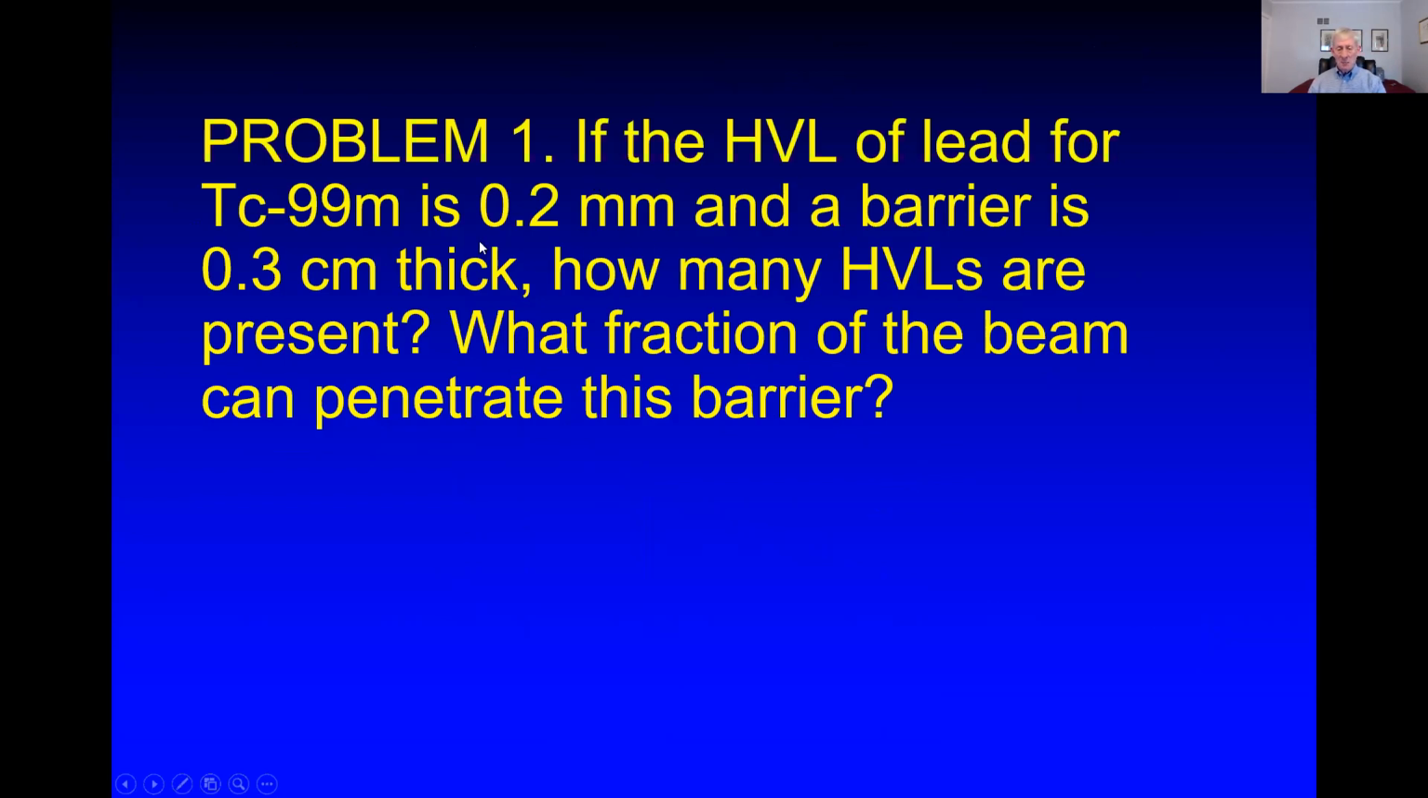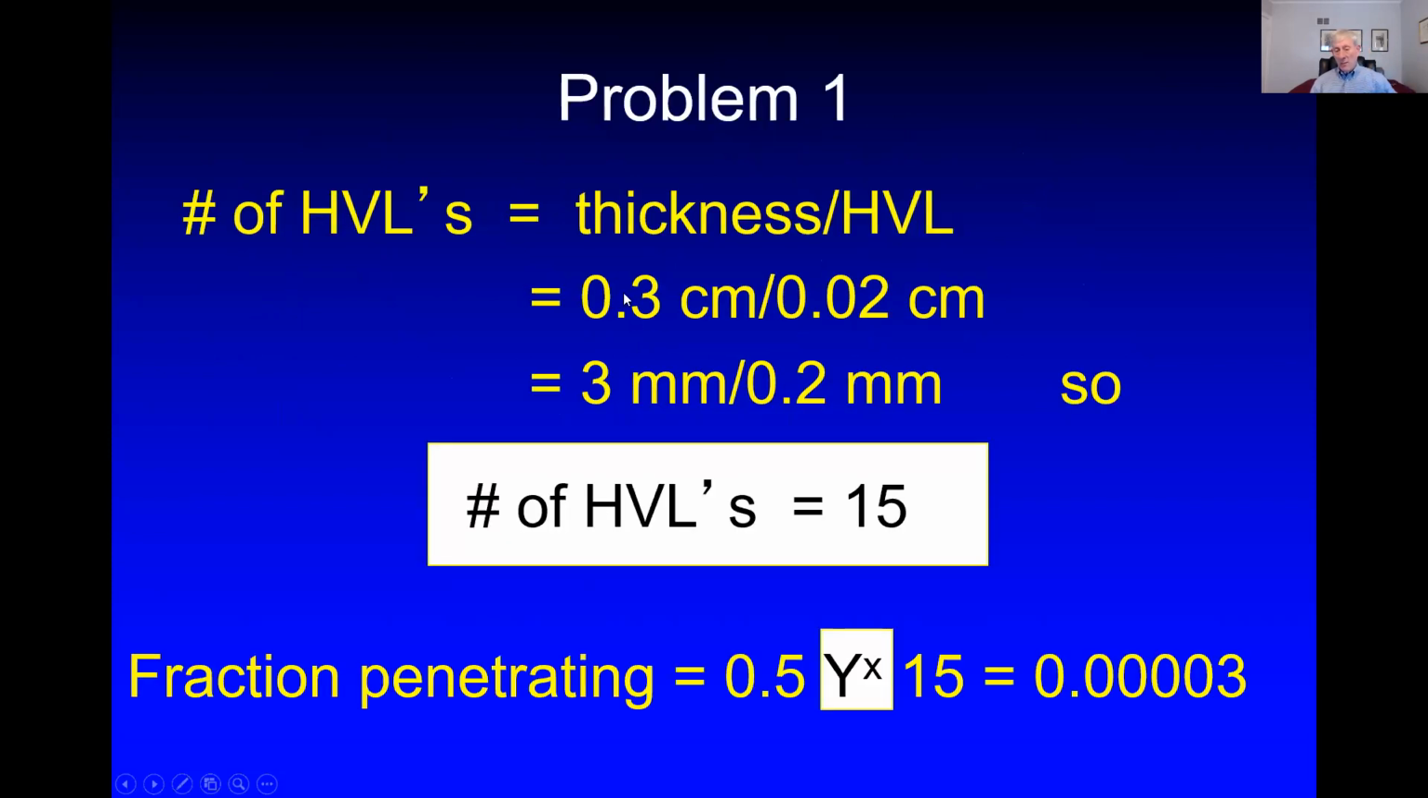If the HVL is 0.2 of a millimeter and the barrier is 0.3 of a centimeter. Now, it's very common on board exams for the question to mix up the units. And so you have to know that a centimeter is 10 millimeters. So you have to get these in the same units. It could be 0.3 centimeter and 0.02 of a millimeter, or this could be 0.2 millimeter and this could be 3 centimeters. The question asks, how many HVLs? What fraction can penetrate? So 0.3 divided by 0.02 or 3 divided by 0.2 is 15.